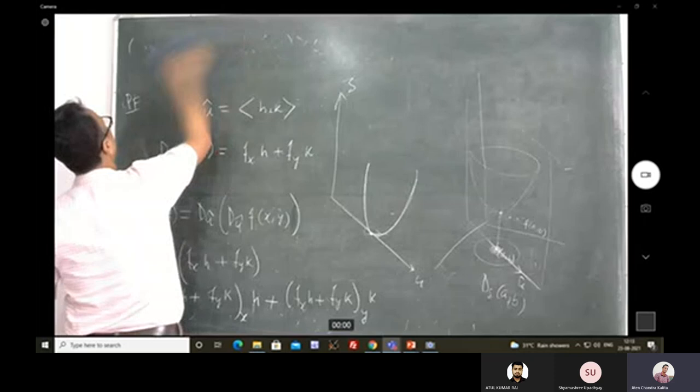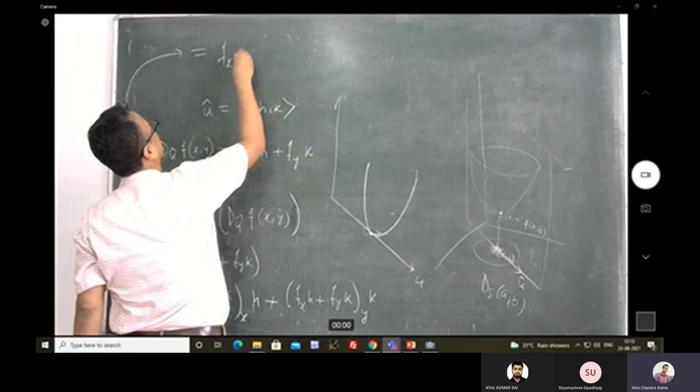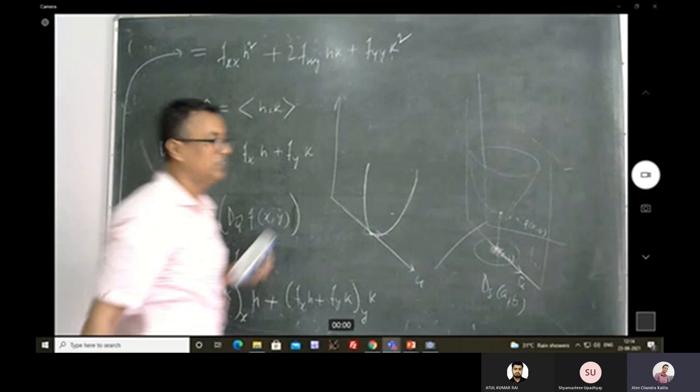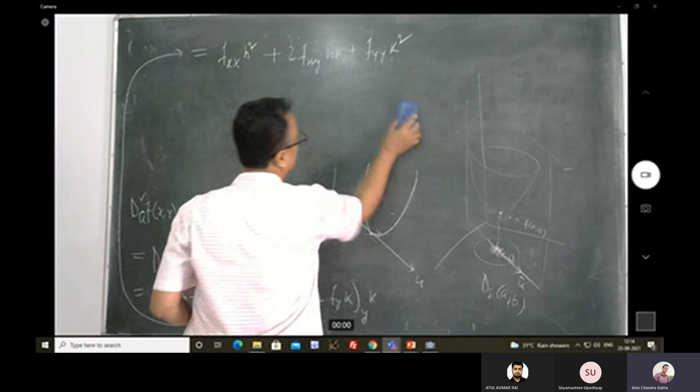If you simplify this, after working it out, you can easily see that this is going to give you fxx h squared plus 2 hk fxy plus fyy k squared. This you can easily do. I'm not going to spend time on that. Now, I have to do some kind of manipulation here.